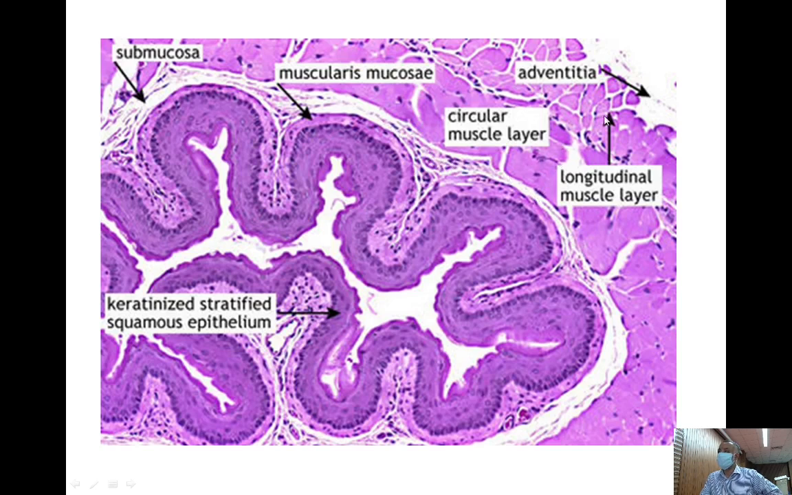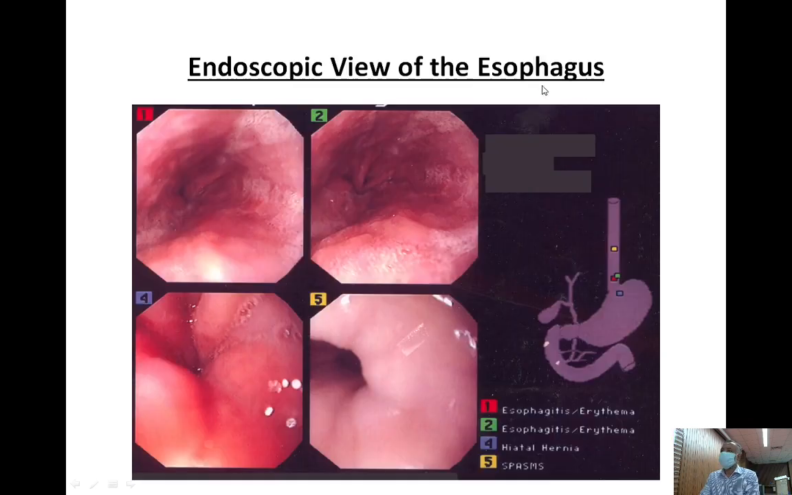Inner circular, outer longitudinal. So when we do an endoscopy, we put the endoscope through the oral cavity and go down, and we can see the color first, or whether there is any ulceration in the mucosa or the lining epithelium. This is one of the clinical importances actually.